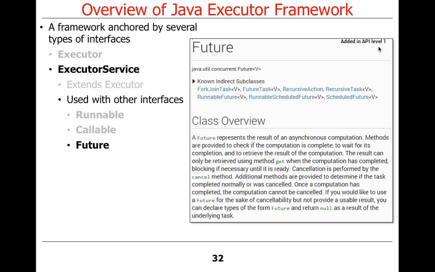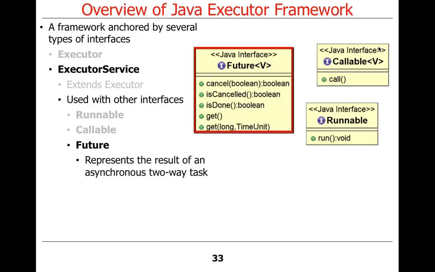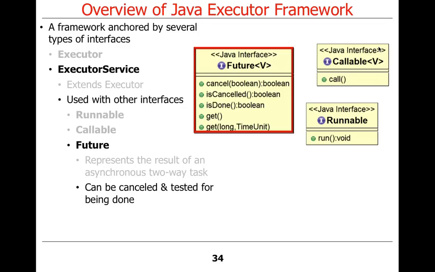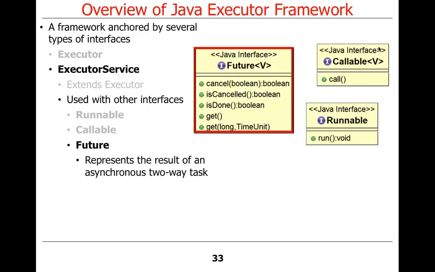And the third thing that relates to all this is called Future. A Future represents the results of an asynchronous two-way task. Now, you can also use an adapter to make it work with a runnable and give it a null result. But for now, let's ignore that case. So a Future does a bunch of interesting things. One of the things you can do is get the result. If you take a look here, you can see get and get with a timeout. When the computation is finished and the result is available, get will return that result.